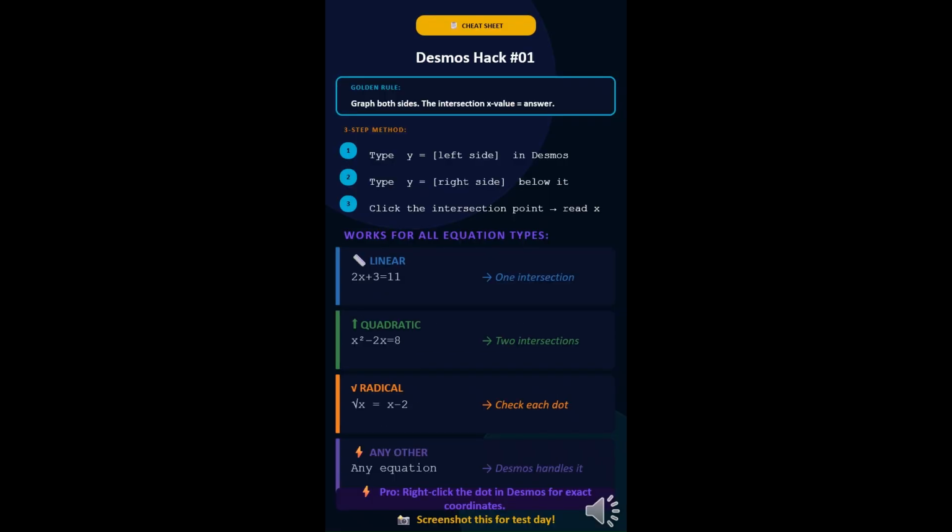Lock this in. The golden rule. Graph both sides. The intersection's x value is your answer. Linear? 1. Quadratic? 2 dots. Radical? Exponential? Weird stuff your teacher hasn't covered yet? Doesn't matter, Desmos handles it. Pro tip, right-click any intersection for the exact coordinates. No rounding errors. No second guessing.